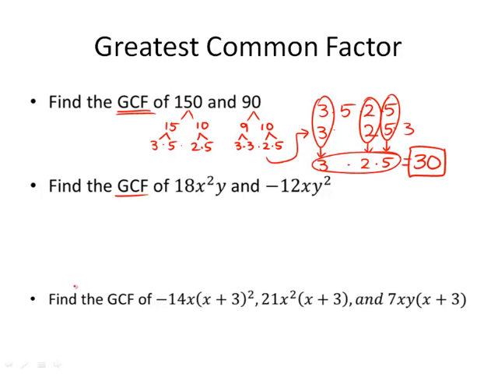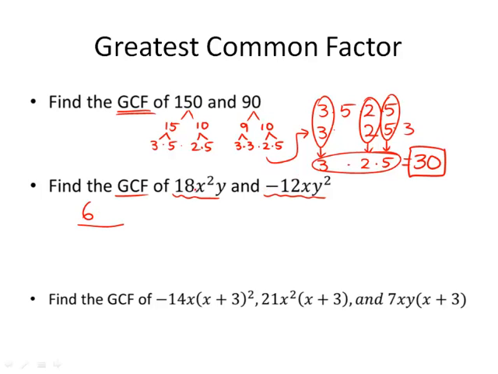Let's continue. Here, we're asked to find the greatest common factor of 18x squared y and negative 12xy squared. We have already found the greatest common factor of 18 and 12, and we found that to be 6. Now we want to find the variable common factors. So here we've got x squared y and xy squared. So we want this greatest common factor to be able to divide both the first and the second.